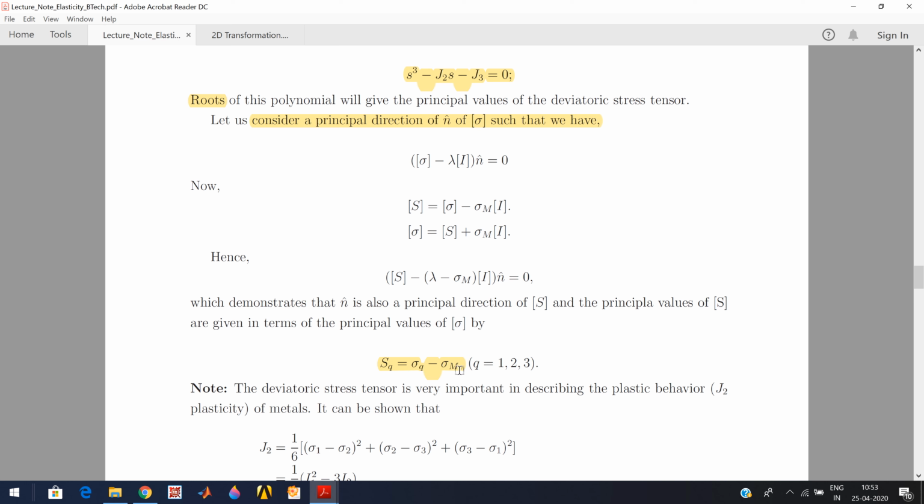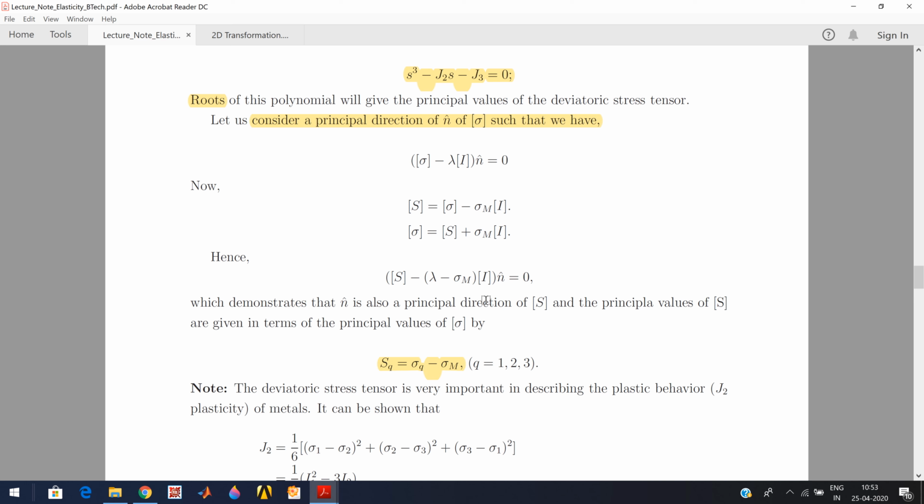You just use simple means, using the normal procedure of calculating eigenvalues from a matrix. You can just use this equation, you'll be able to find it.